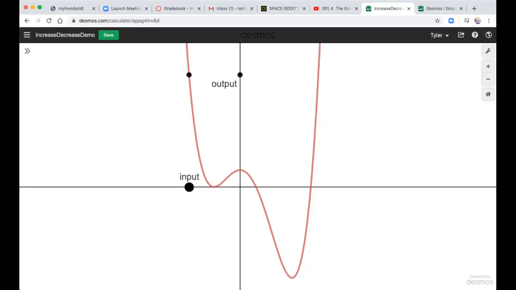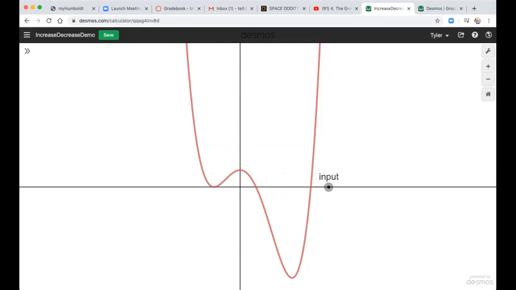So you can see right now that that output is dropping. This function is decreasing because the output coordinate is getting smaller. The input coordinate is always increasing. Now we're getting to that little low point right there, and now the output's starting to rise. So the function is increasing. Still increasing, and now it's starting to decrease. I'm watching that thing on the y-axis, it's getting smaller, so the function is decreasing. It's going to turn around right there, and now it's increasing. And as the input continues to increase, it looks like that output just increases indefinitely.